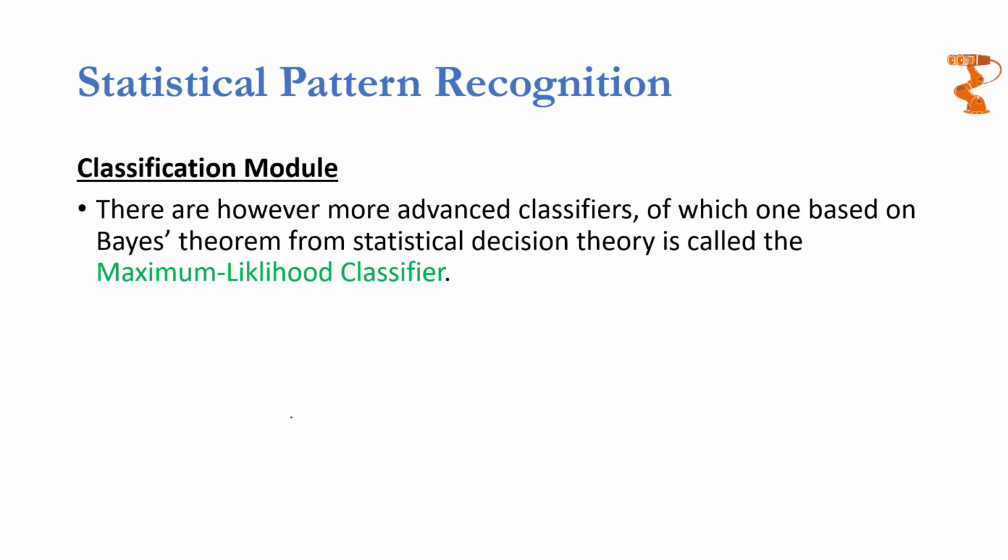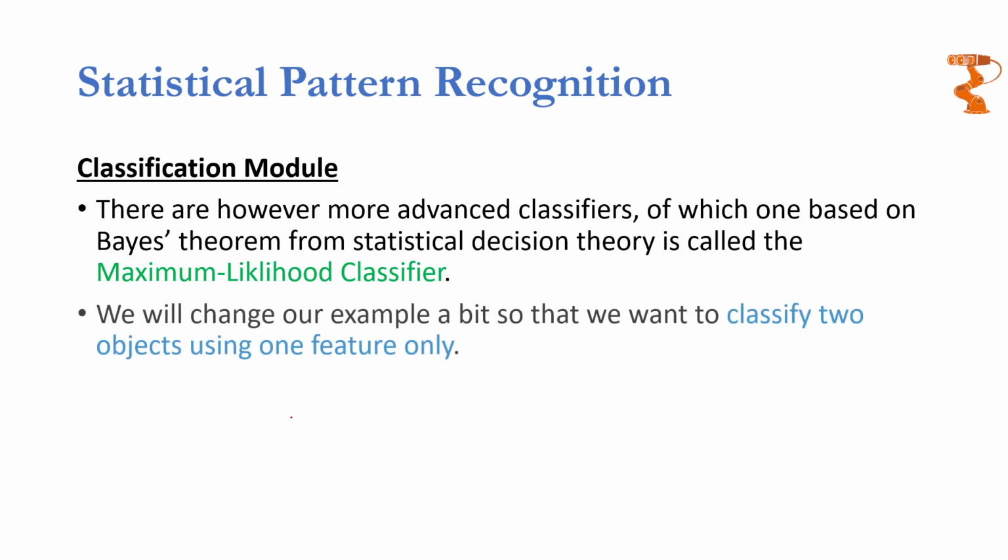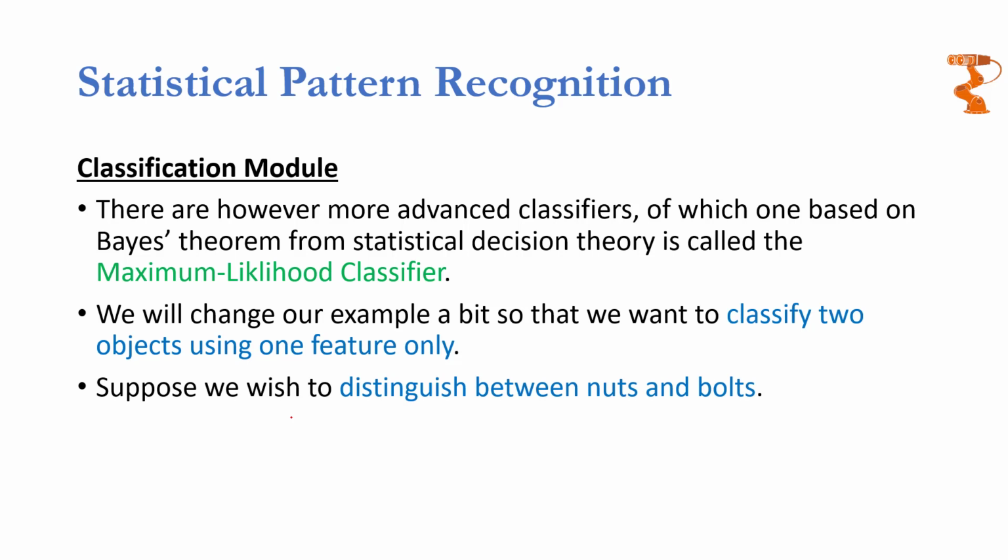Another classifier that more directly utilizes the concept of statistical analysis is called the maximum likelihood classifier, or ML classifier. Following the previous example, I would modify it a bit to explain this new classifier. Suppose that now we only have two classes, that of nuts and bolts. Thus the feature of circularity will be enough to differentiate between these two classes. Now we would have a simplified one-dimensional feature space with two classes only.